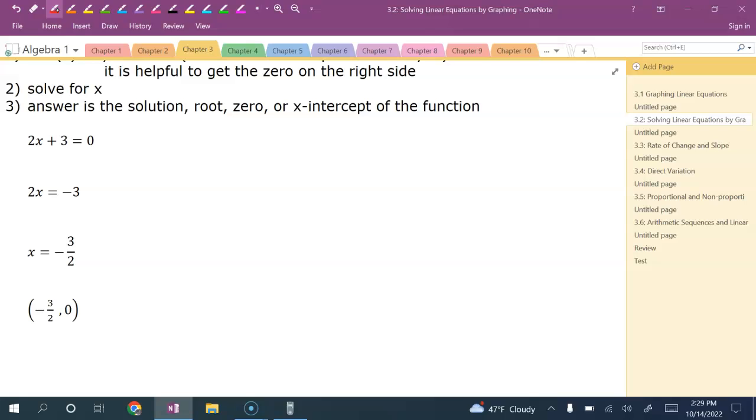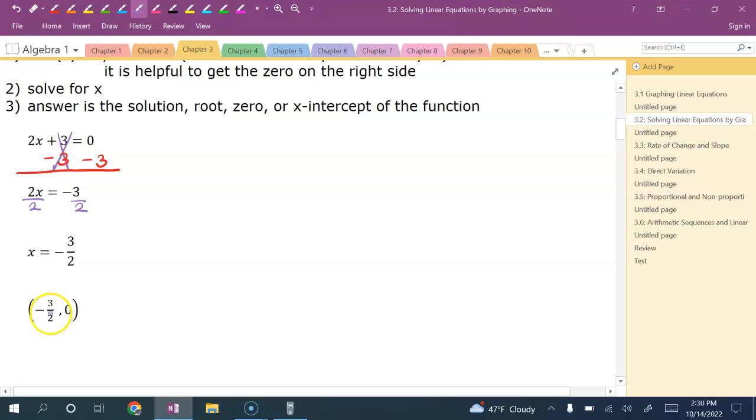So let's take a look at this first example. We've got 2x plus 3 equals 0. Now it's already set equal to 0 for us, so I don't need to switch out f of x or y with 0 because it's already got a 0 there for me. So my first step would be to remove that plus 3 by subtracting it. So I would write minus 3, and again, remember, make sure that you do that to both sides of the equation. So over here on the left, the 3 and the minus 3 are gone. So we have 2x equals negative 3. Then I would divide by 2 on both sides.